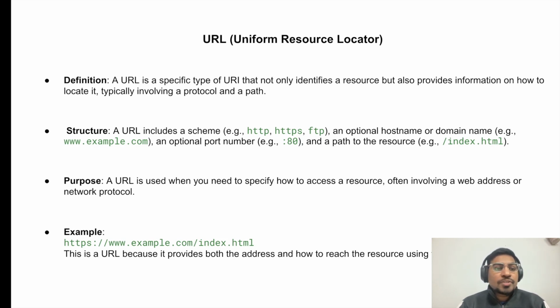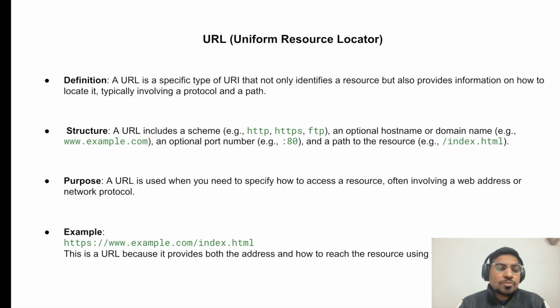If we're talking about the structure, a URL includes a scheme like HTTP, HTTPS, FTP. These are the protocols. HTTP stands for Hypertext Transfer Protocol, HTTPS stands for Hypertext Transfer Protocol Secure, and FTP is File Transfer Protocol. It also includes an optional host name or domain name, for example www.example.com, an optional port number and a path to the resource. So it always includes some protocol like HTTPS, then we have a domain name, and it also may have a port number or a path to the resource.